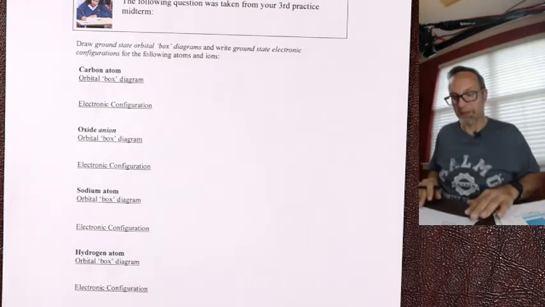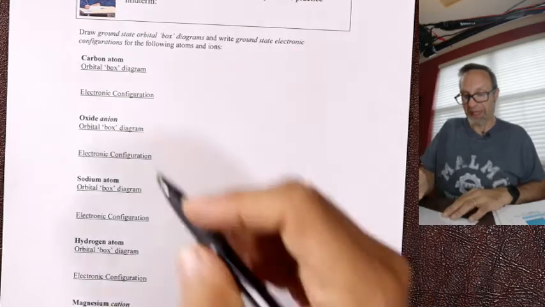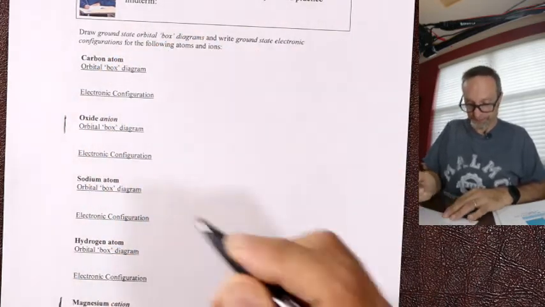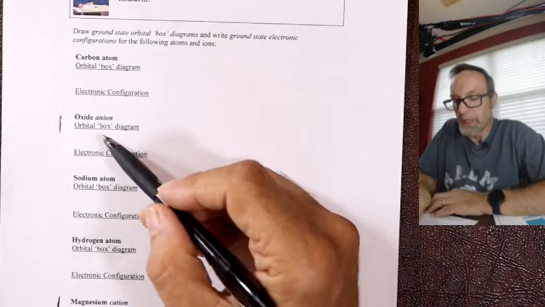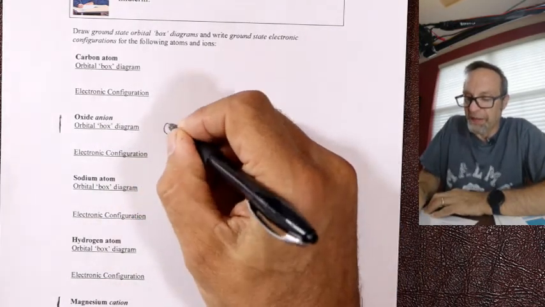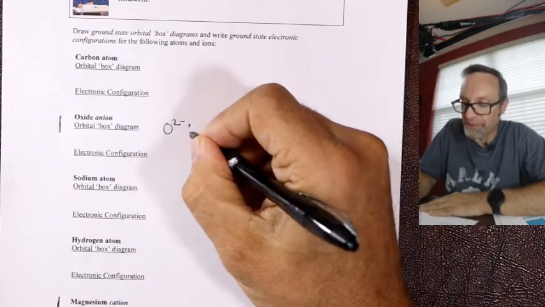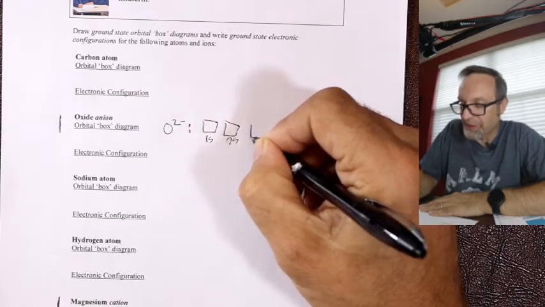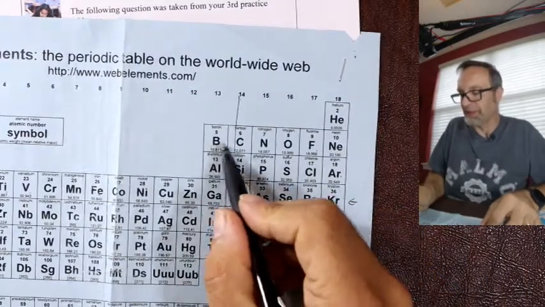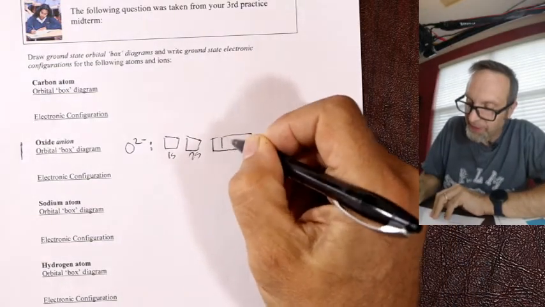Now, finally, we can look at this one. I'll do maybe a couple. You've seen these before. I've actually chosen a couple of the same from the previous packet just to show you how this works. So when I have the oxide anion, it's 2 extra electrons, isn't it? When I do my box diagram, it's going to be 1s, 2s, and if I look at my periodic table, oxygen is here, so I need the 2p block. I don't need anything past that.